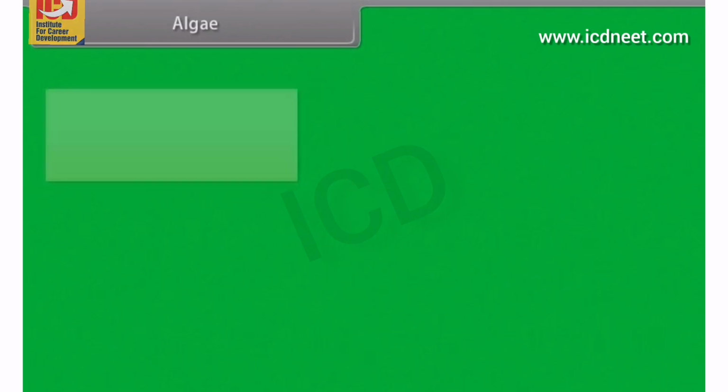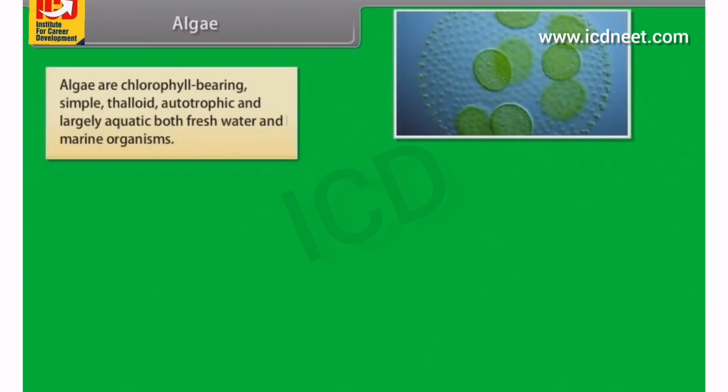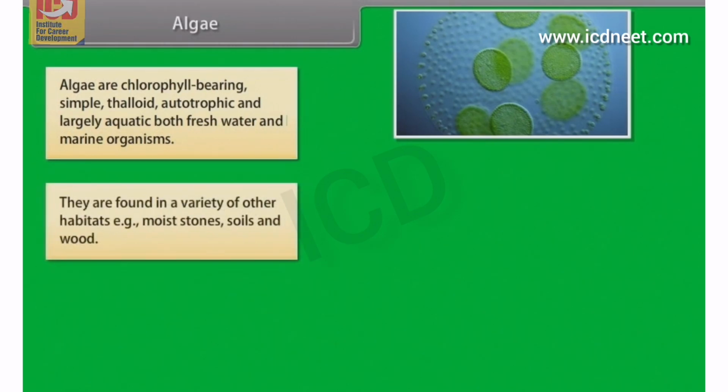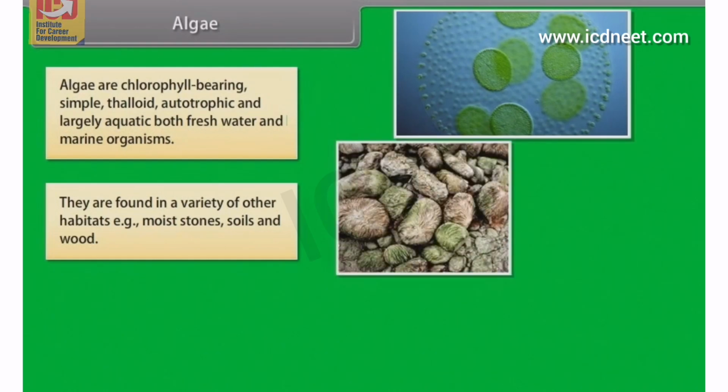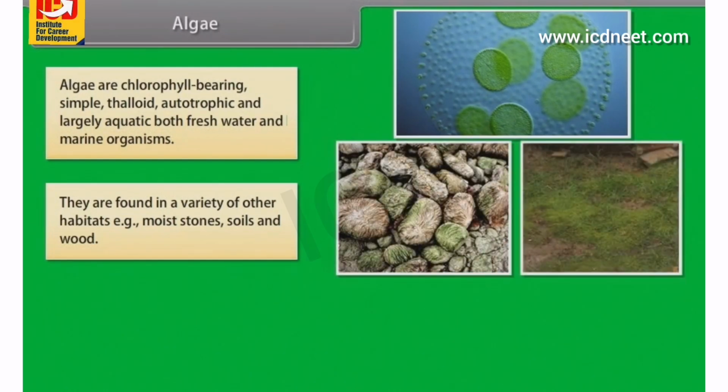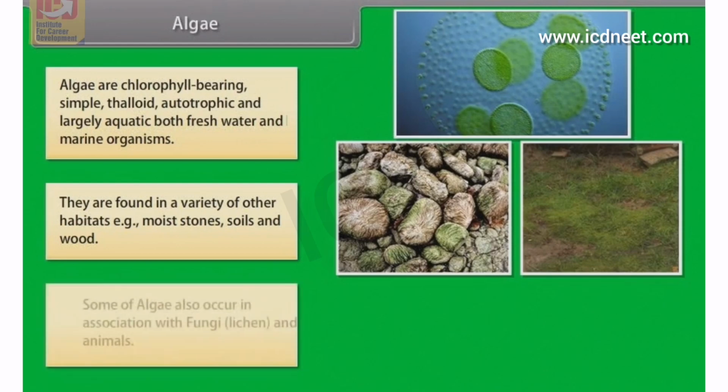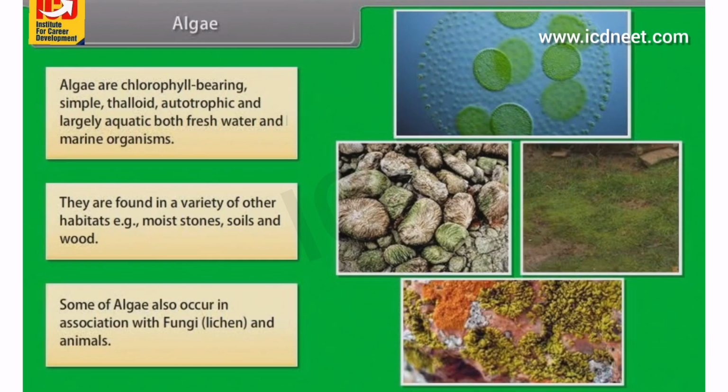Algae. Algae are chlorophyll-bearing, simple, thalloid, autotrophic, and largely aquatic, both freshwater and marine organisms. They are found in a variety of other habitats as well. Example: moist stones, soils, and wood. Some algae also occur in association with fungi, lichens, and animals.